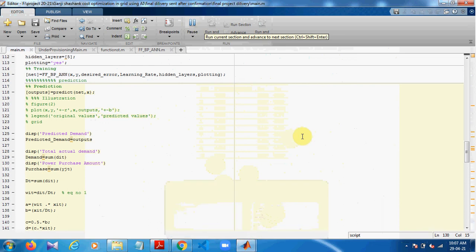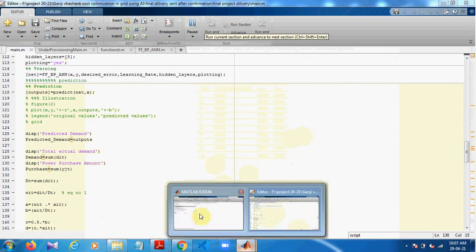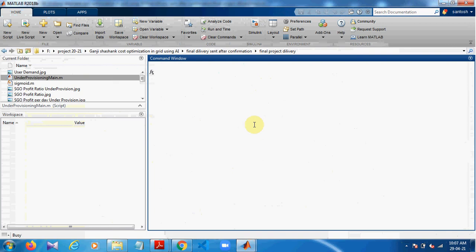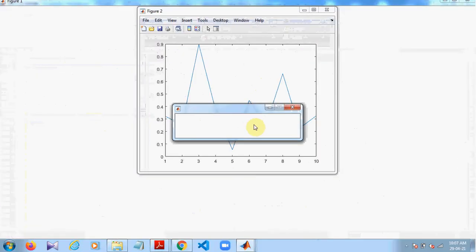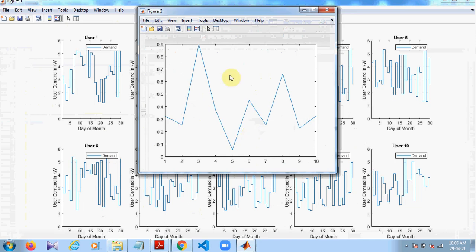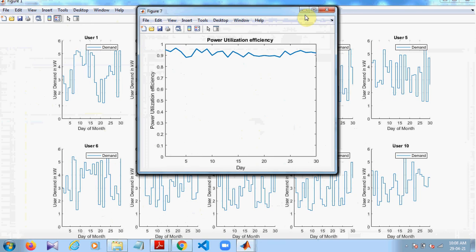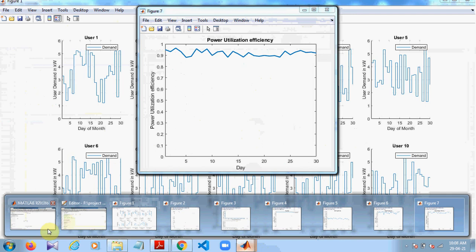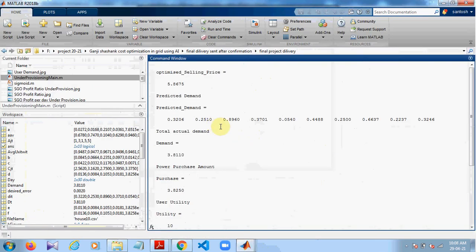I clicked on the run button for main.m, which is the overprovision scenario, and it will find the result as soon as possible. So my system is calculating the various things. It is showing various graphs. I will explain all the graphs once they are plotted. Till then we have to wait. In this project we have used MATLAB as a simulation tool, and we have utilized some data sets for the validation purpose. So our project implementation is done, and it has printed all the results. We'll see all the results one by one over here.